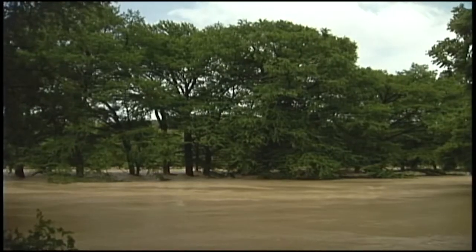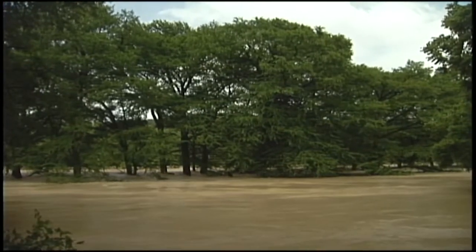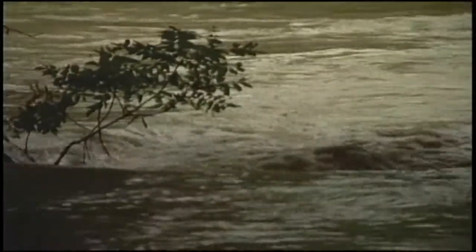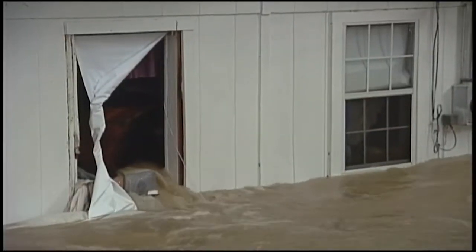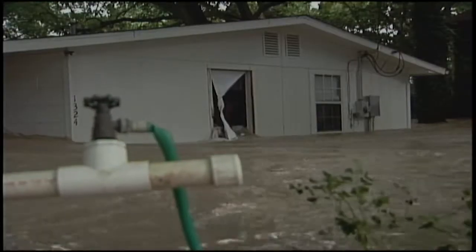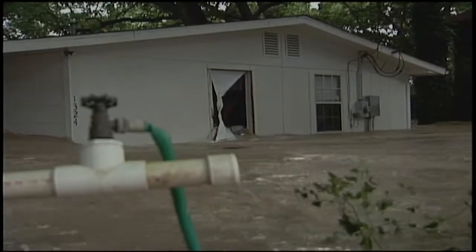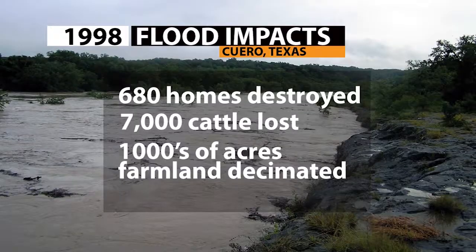The Guadalupe River surged downstream, wiping out river gauges on its way to Cuero. The river rose to over 50 feet on October 20th, 1998. That's almost 49 feet above flood stage. 680 homes were destroyed, 7,000 cattle were lost, and thousands of acres of farmland decimated.